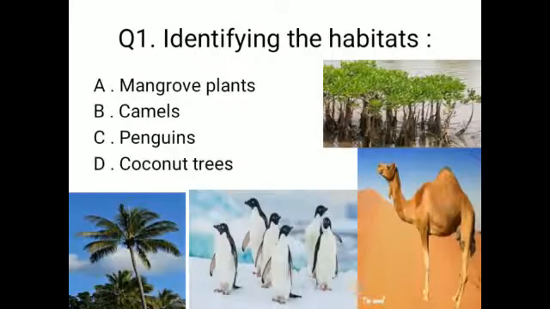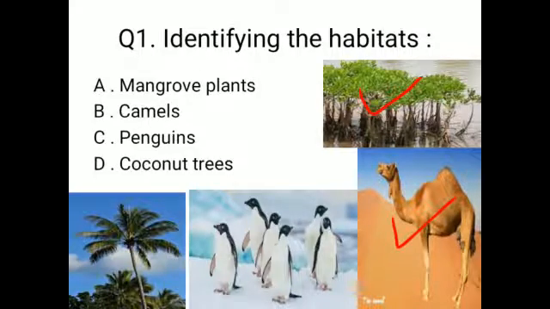So here we begin the chapter exercise review questions, textbook page number 91. The question number 1 is identify the habitats. Mangrove plants. I have given the picture here. These plants live in swampy areas where water is present throughout the year. Then camel. Camel lives in desert, as the picture is showing you.